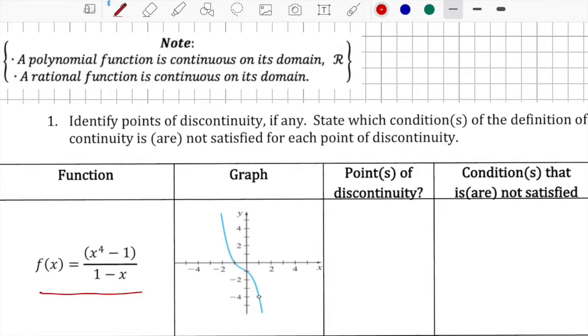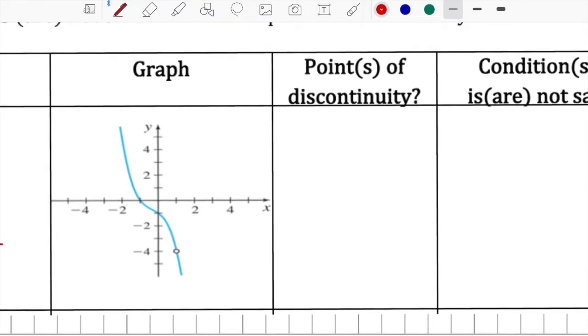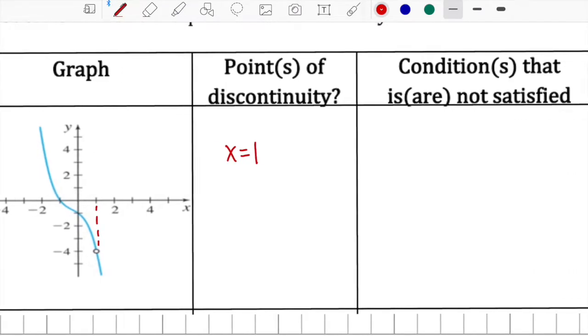Here we have this function, f of x equals x to the 4th minus 1 over 1 minus x, and they also gave us a graph. If you look at the graph and you try to draw it, you can't draw it without lifting your pencil, because when x is 1, I have to pick up my pencil and go to the other side; there's a hole. So at that x value, that is a point of discontinuity.